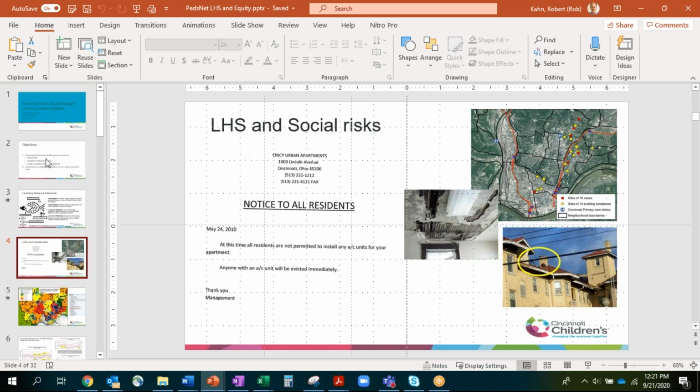And so what you see there on the left is a letter and an issue that was eventually surfaced that resulted from a resident in the summer in Cincinnati asking a parent of a child with asthma, how's your child doing? Tell me what's going on. Is your housing okay? And the mother said, well, my landlord has told me if I put an air conditioning unit in my apartment, I'll be evicted. And again, eventually she produced this hanging from the lobby of the building.